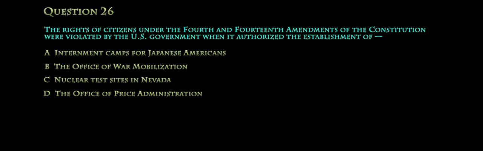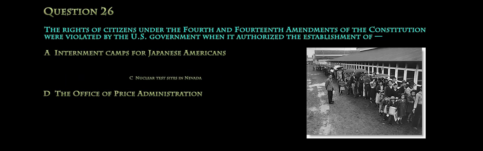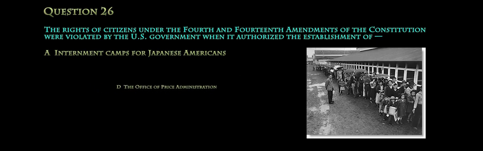A. Did the internments violate the rights of Japanese Americans? Yes, they clearly did. B. Did the Office of War Mobilization violate constitutional rights? Maybe, but probably not. C. Did nuclear test sites violate constitutional rights? Maybe, but probably not. D. Would Price administration violate constitutional rights? Possibly, but probably not. All of the answers may have violated some rights, but answer A is the best answer.